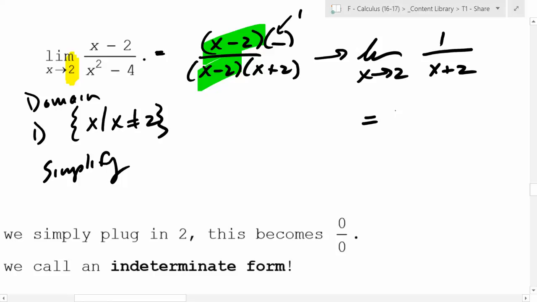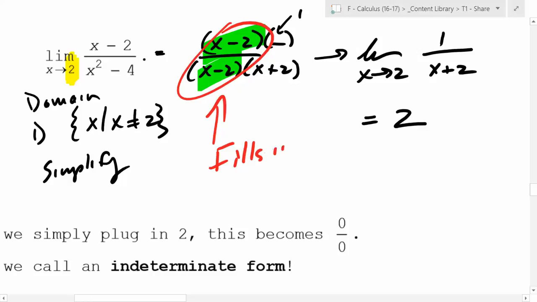Can you plug 2 in now? All you do by canceling right here, what does this do? That just fills in the hole. Does it change the limit? No. It allows you to find it exactly. So this right here would be a proof to show that it does go to 2. Could you use a table? Absolutely, you could use a table. So it goes to 2.